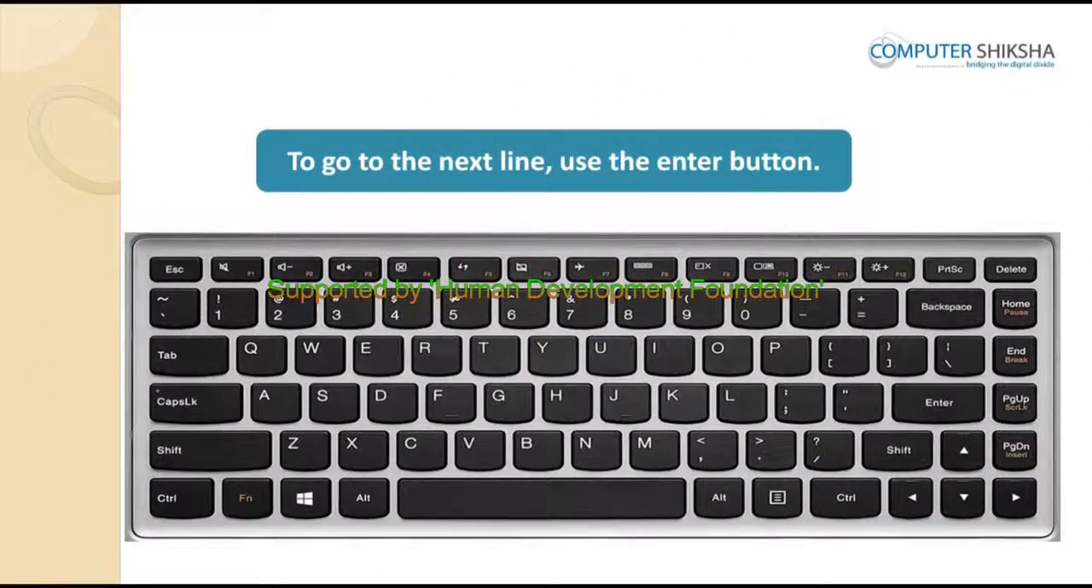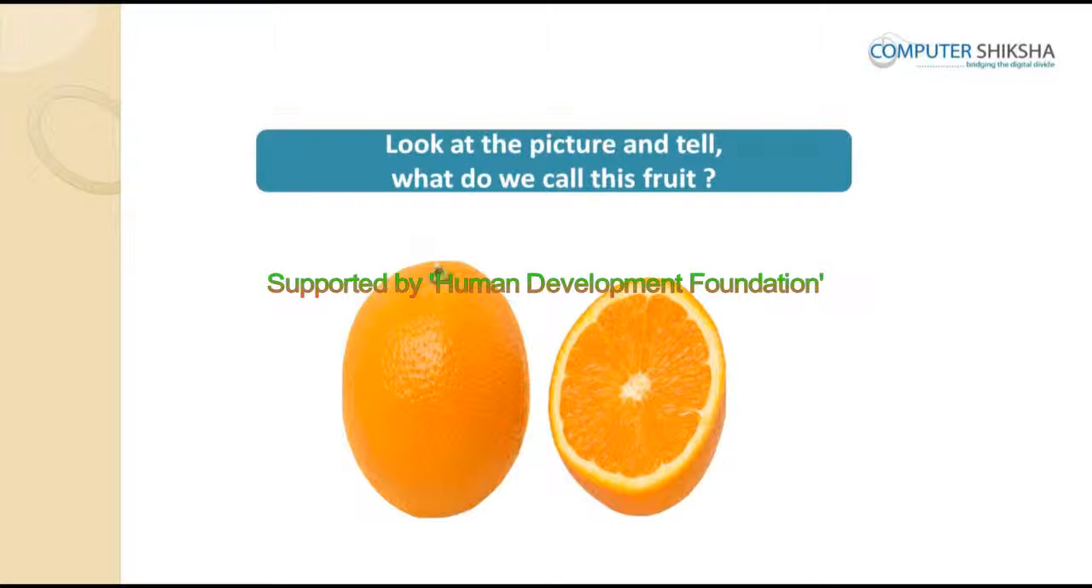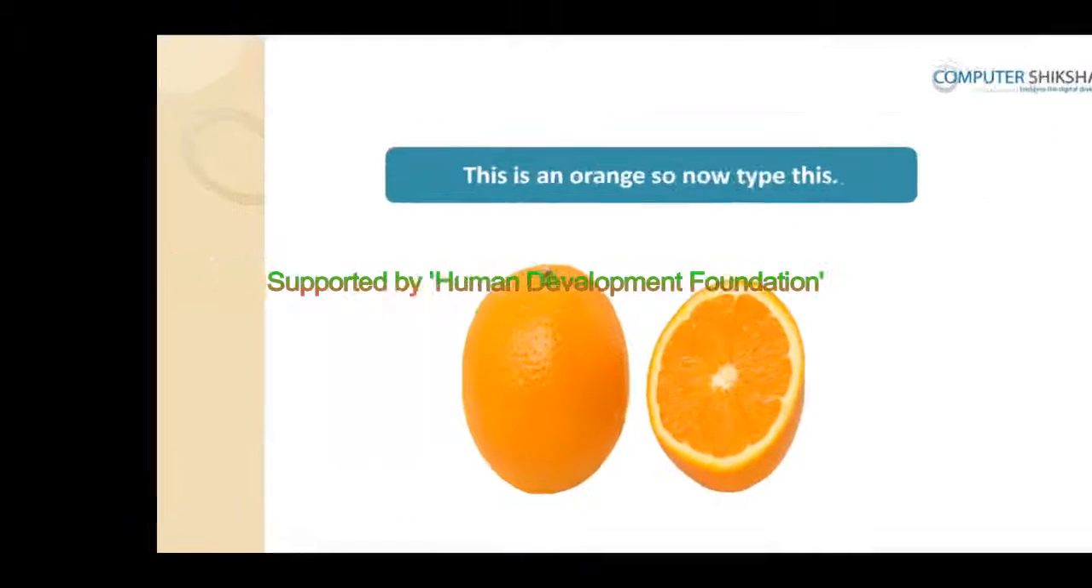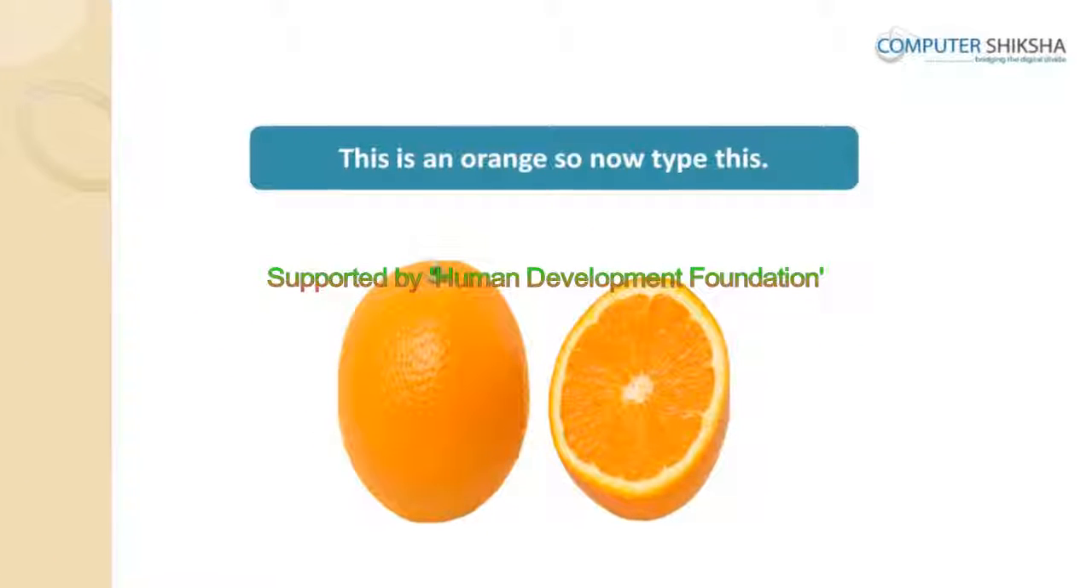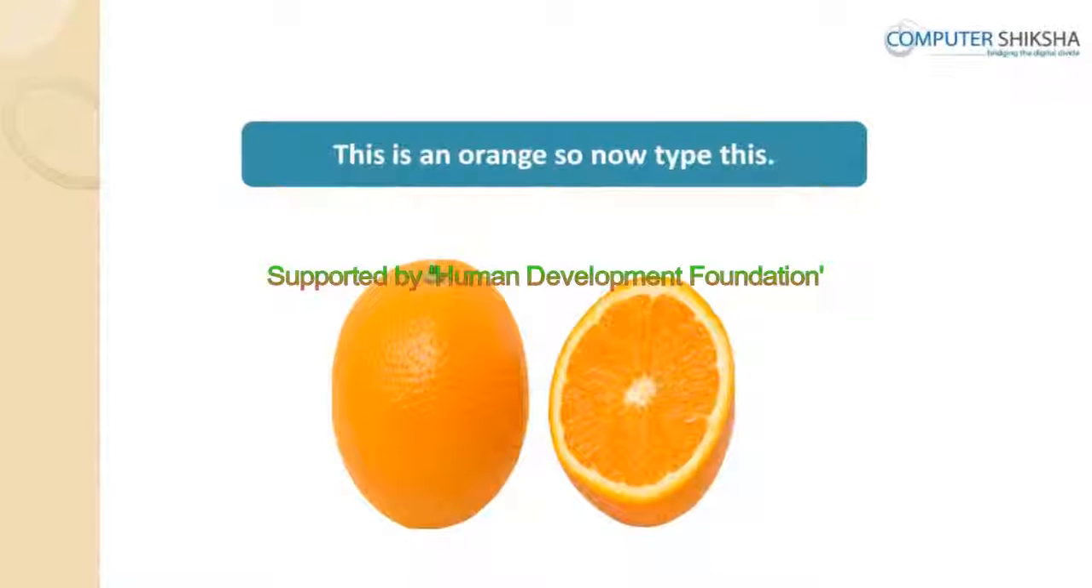And then again go into a new line, use the enter key. And what is this picture about? What do we call this? This is a picture of an orange. So type orange in a new line.